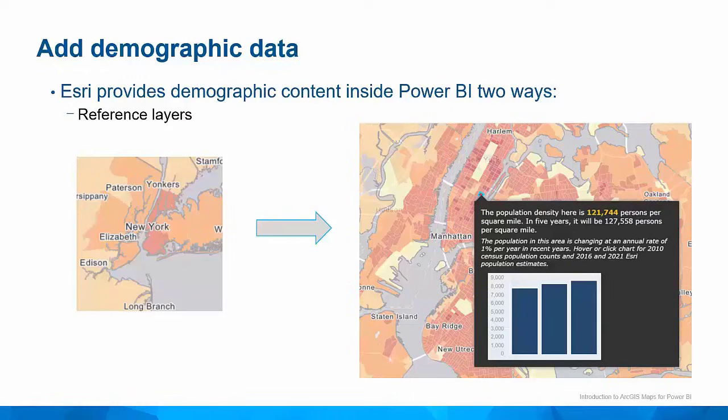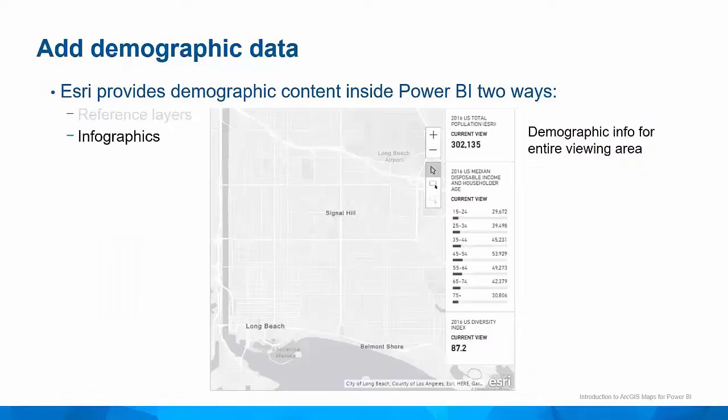Reference layers provide a glanceable view into the characteristics of the people that live in an area. We provide layers that show characteristics such as average household income, diversity index, population density, and more. Demographic reference layers are dynamic, showing you more detail as you zoom in and less detail as you zoom out. Clicking on a reference layer will also provide detailed information about that area.